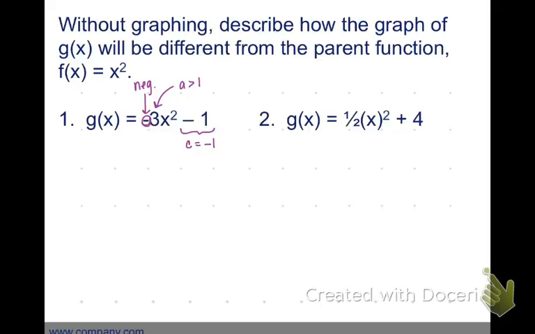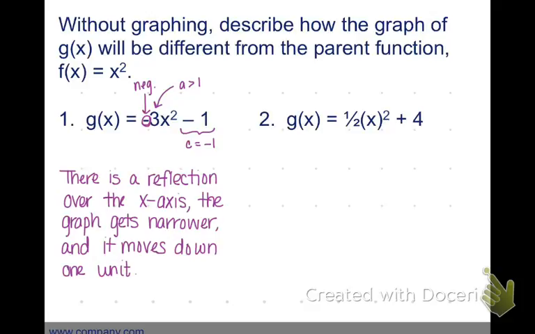So the negative is going to flip the graph over. It's going to be a reflection over the x-axis. The value of a is going to make the graph more narrow, and the value of c is going to move the graph down 1 unit. So this is how we would write that. So we could say that there's a reflection over the x-axis, the graph gets narrower, and that it moves down 1 unit.